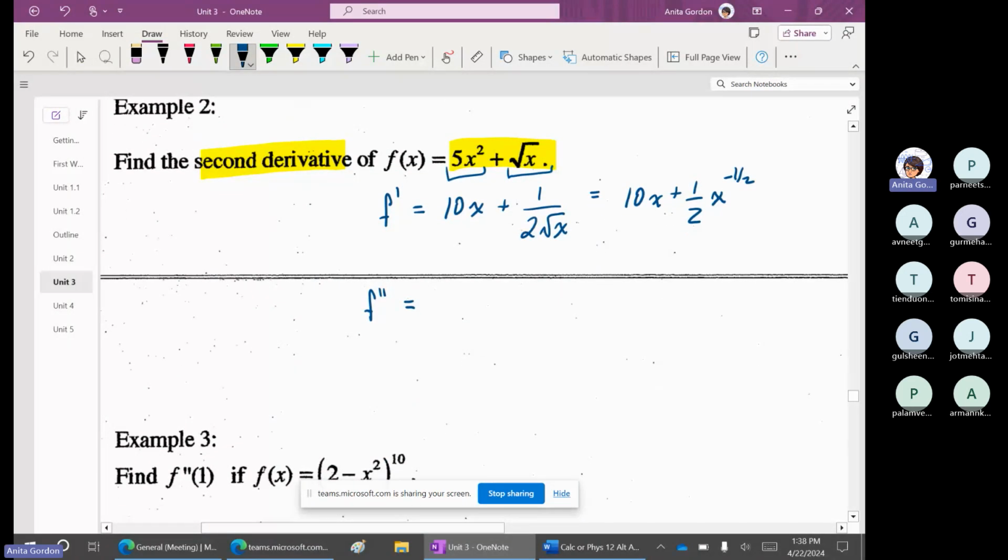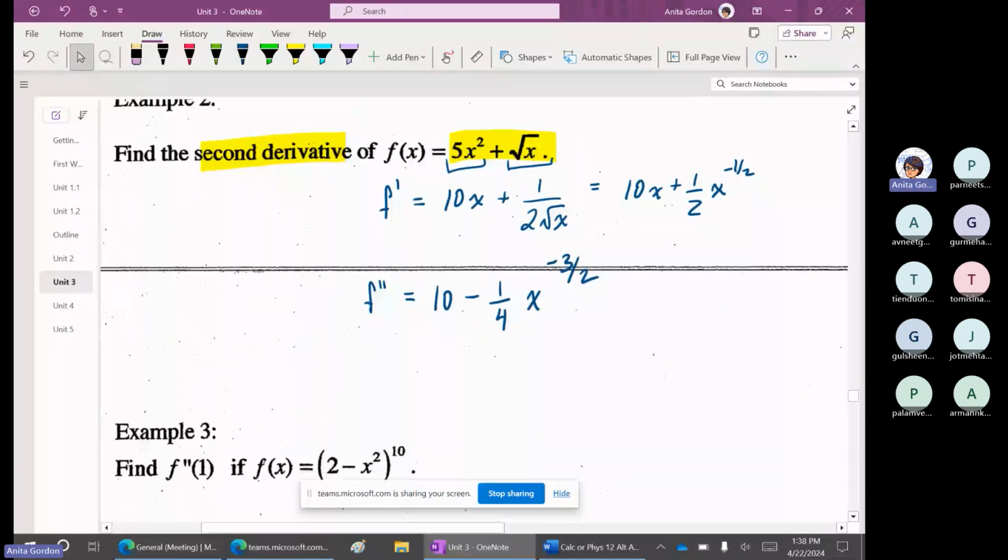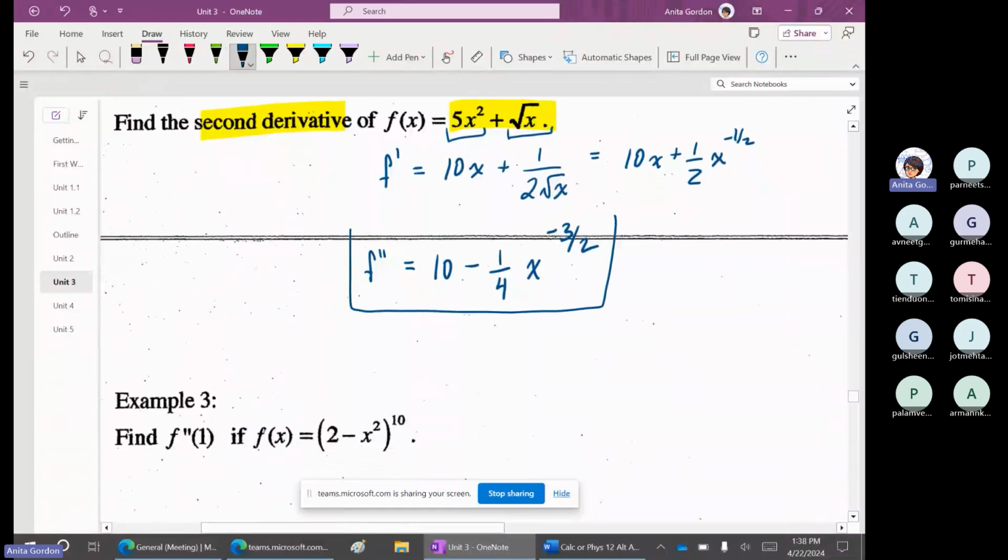What would be the second derivative? 10 minus 1/4, right? Because 1/2 times 1/2 is 1/4, and one of them is negative. And then negative 1/2 minus 1 is now negative 3/2, right? So this answers the question, what is the second derivative?